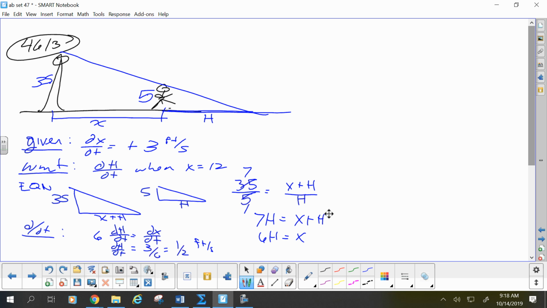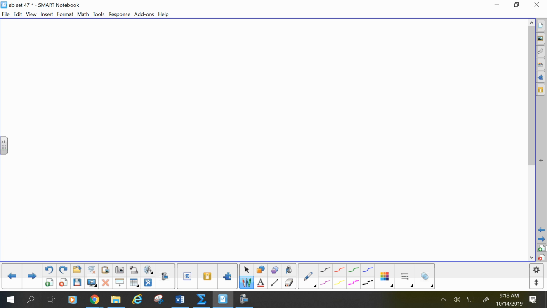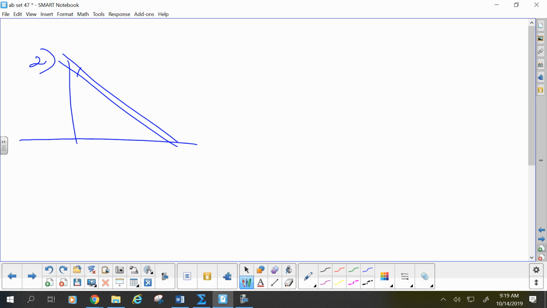At the very least, maybe getting you started on 2. 2. The ladder. Here's a ladder leaning against a wall. That ladder being 10 feet, does it change or is it always 10 feet? Always 10 feet. It's sliding down the wall. So will the vertical distance change? Let's call it y. Will the horizontal distance change? Let's call it x. Cool.